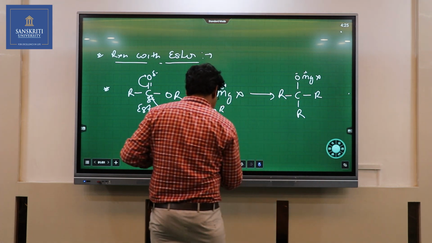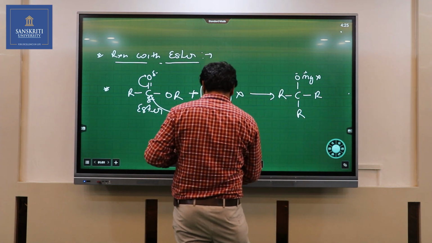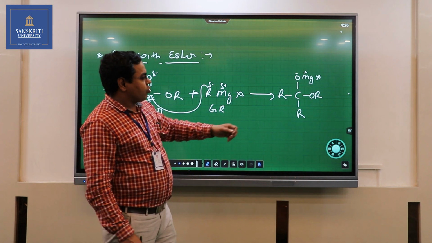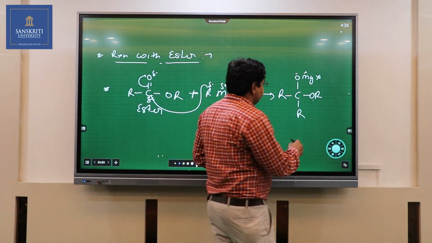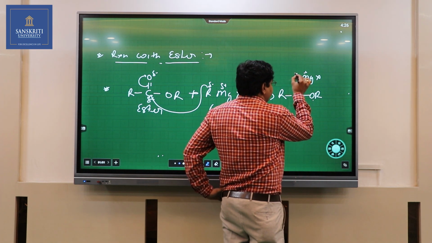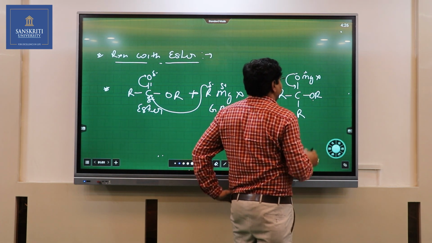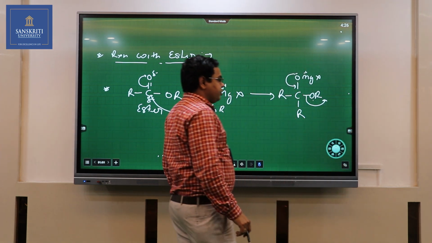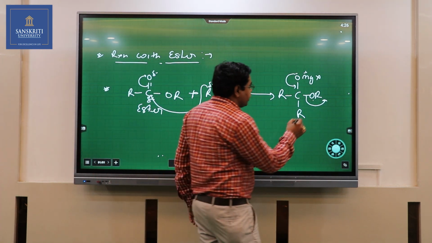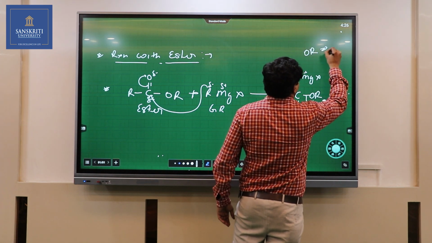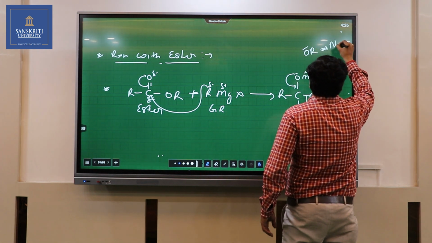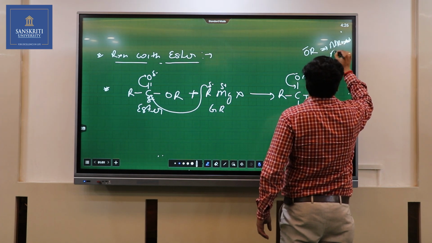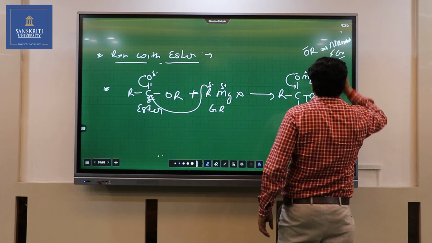See, this is the OR, the alkoxide group. OR means alkoxide group, where the electron moves toward this atom and pushes the OR group. The OR group here is represented as an alkoxide functional group.